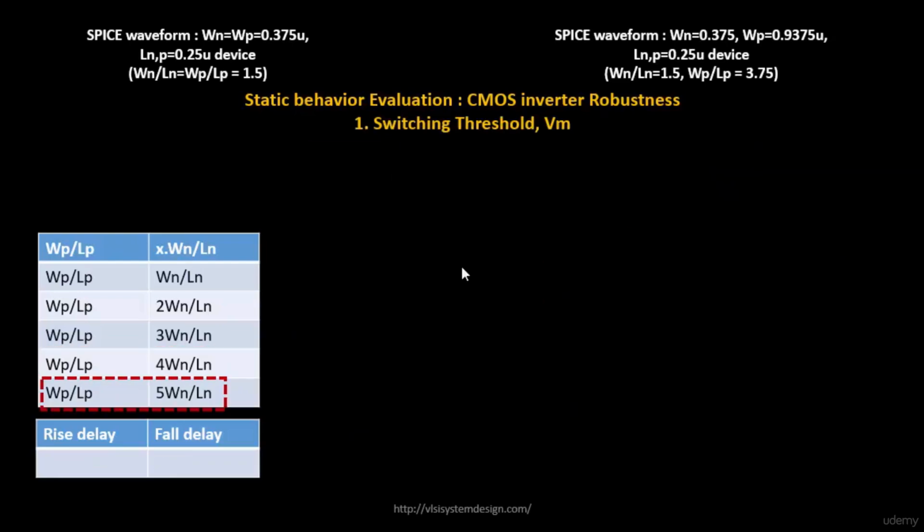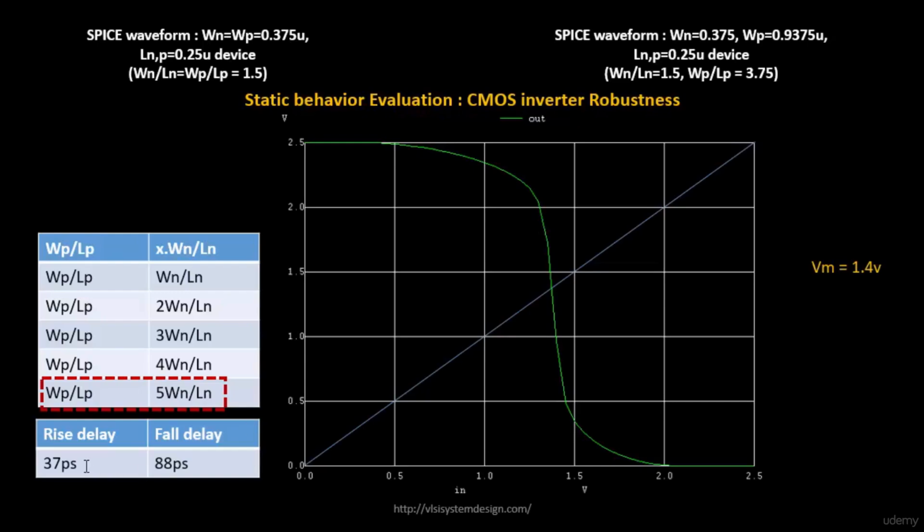And finally, you have a PMOS which is kept 5 times that of NMOS, and in that case the rise delay comes to about 37 picosecond, and the fall delay comes to about 88 picosecond, and the switching threshold is equal to 1.4 volts. A quick thing you have noticed before I complete this video is that the rise delay has been significantly reduced. When we started, it was about 148 picosecond, and now it's 37 picosecond.